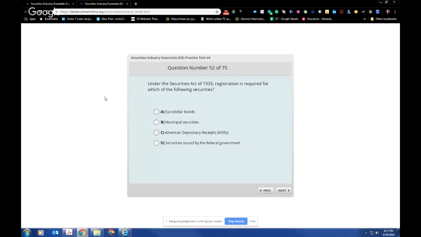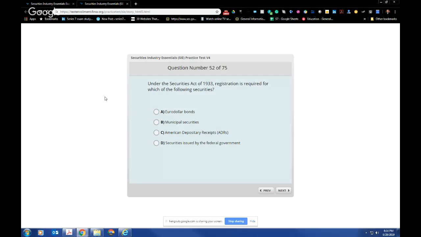Under the Act of 33, registration is required for which of the following securities? So let's go through this. Eurodollar bonds, they're done in another country. Don't need the 33. Muni securities, they're issued by a government. They're exempt. ADRs, they're foreign securities trading here. So the securities trading here part means they have to be registered.